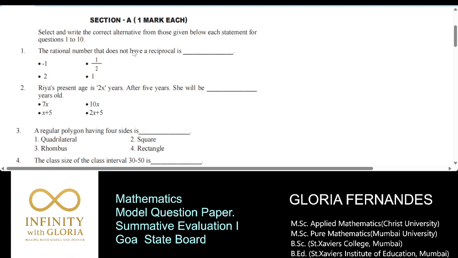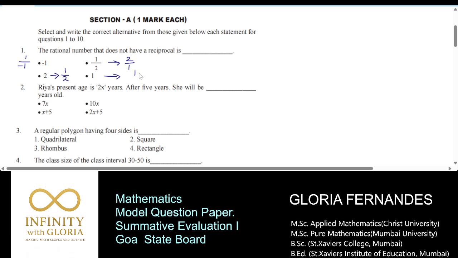The first question says: the rational number that does not have a reciprocal. Now what do you mean by reciprocal? You just write 1 upon that number, or you just reverse that number. The reciprocal of minus 1 will be 1 upon minus 1, which is nothing but minus 1. The reciprocal of 1 upon 2 is going to be 2 upon 1. The reciprocal of 2 will be 1 upon 2, and the reciprocal of 1 will be 1 upon 1, which is equal to 1 itself.